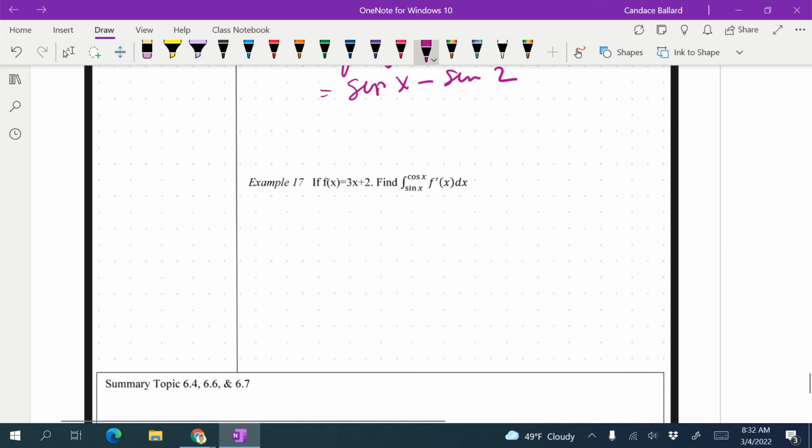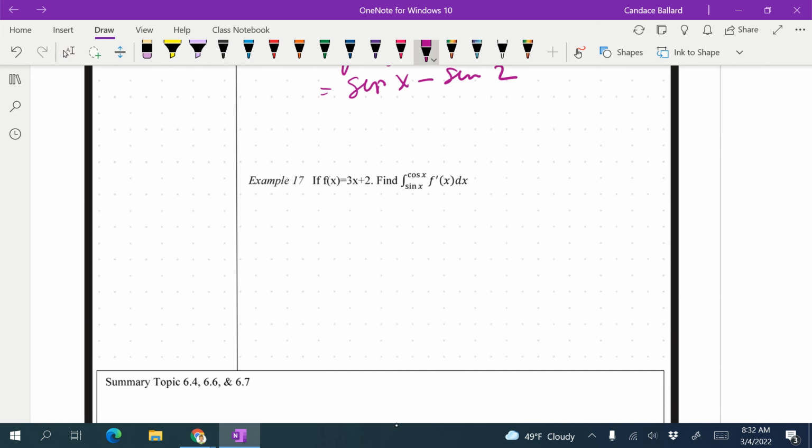Let's look at example 17. On example 17, we have if f of x equals 3x plus 2, we're supposed to find the integral from sine x to cosine x of f prime of x dx. Again, I'm taking the integral of the derivative. So when I integrate f prime, I get back to f. Then I'm going to evaluate that from sine x to cosine x.